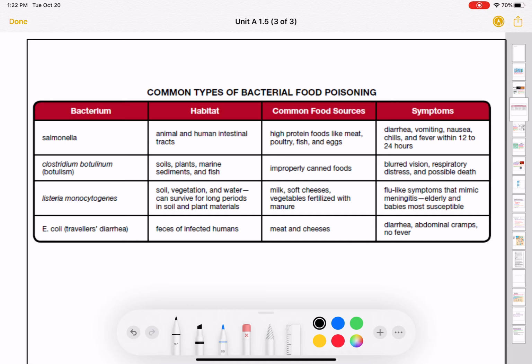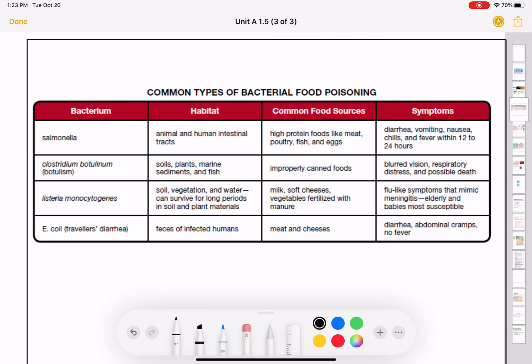Listeria is another one. This one's found in milk, soft cheeses, and some vegetables that are fertilized with manure. In their habitat, they live in soil, vegetation, and water, and can live for long periods of time.